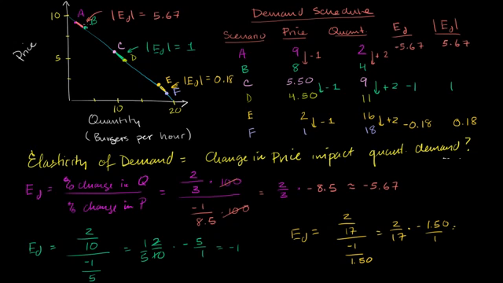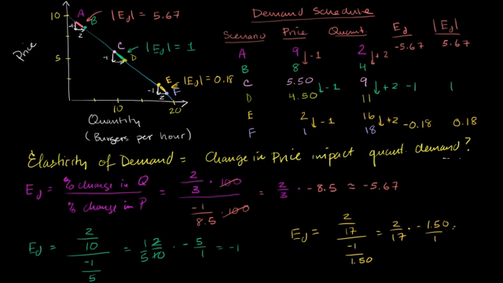We had a linear demand curve right over here, which means for any given change in price, so in all of the examples, whether we went from A to B or C to D or E to F, we had a $1 drop in price, and every time we had a $1 drop in price, we had a 2-unit increase in quantity demanded. This is a linear demand curve.